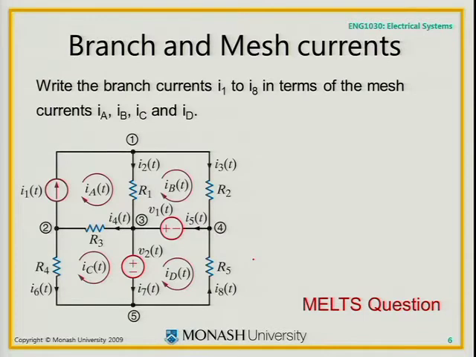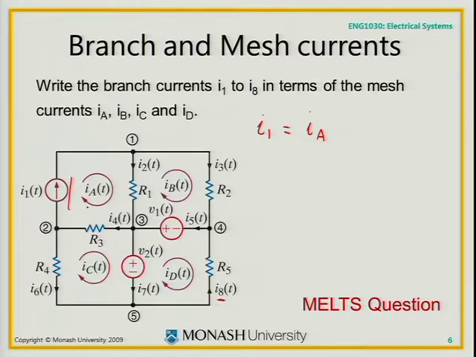So, just to get a little bit of practice with these mesh currents, can we write the branch currents? So the branch currents are I1, I2, I3, I4, I5, I6, I7, and I8. Can we write all of those in terms of the mesh currents IA, IB, IC, and ID? Well, I'm going to say that I1 is equal to IA. So in that case, this current here must be equal to IA.